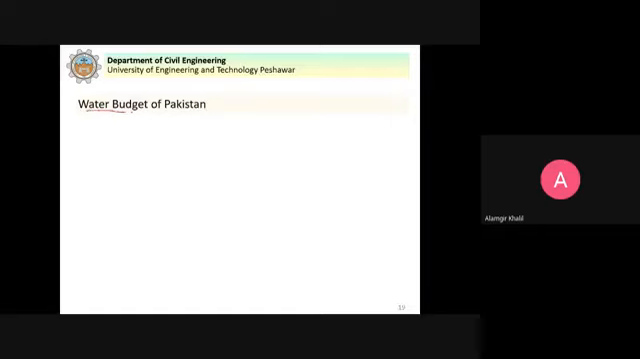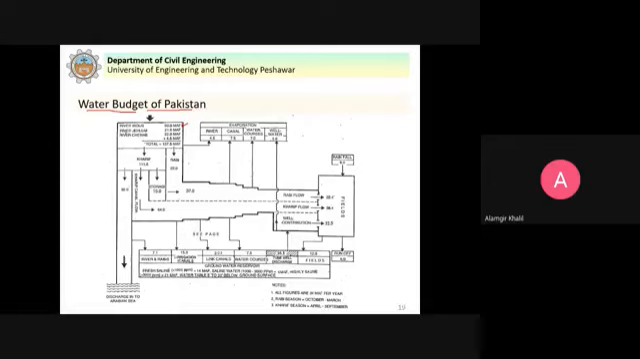Next we discuss the water budget of Pakistan. This is the figure taken from the book by Dr. Iqbal Ali, Irrigation and Hydraulic Structures, Theory, Design and Practice. So this is a water budget of Pakistan. You can see here that river Indus supplies around 90 million acre feet. The river Jhelum, around 21 million acre feet. River Chenab, 22 million acre feet, and other tributaries contribute 4.5 million acre feet, making a total of 137.5 million acre feet. That is the surface water available annually.